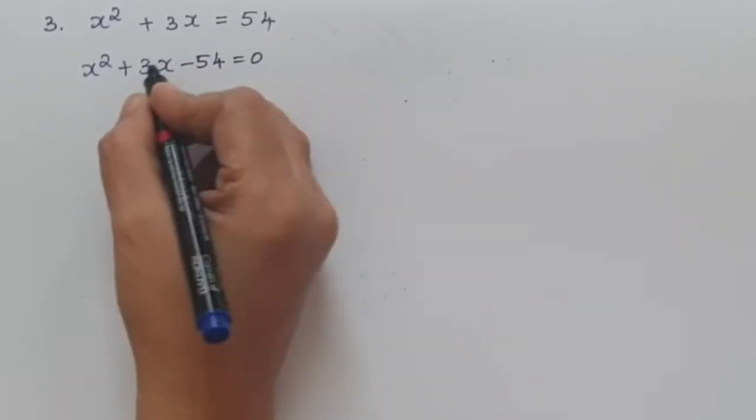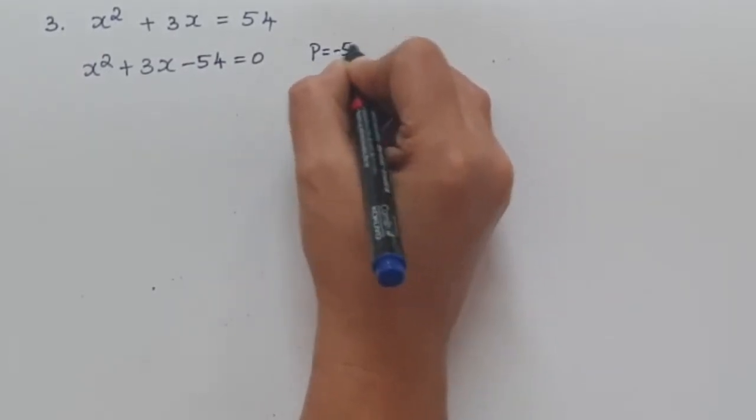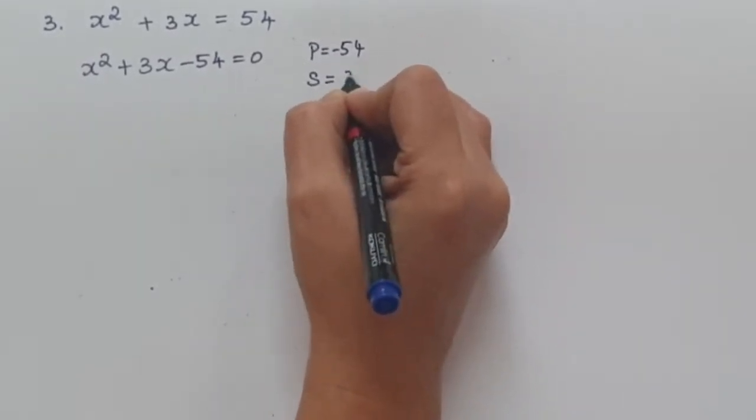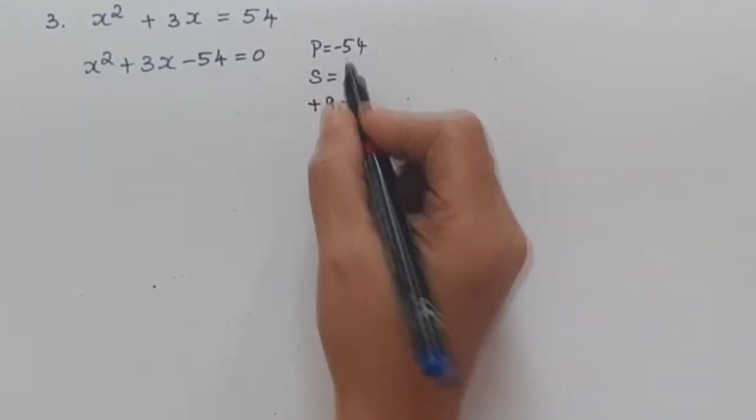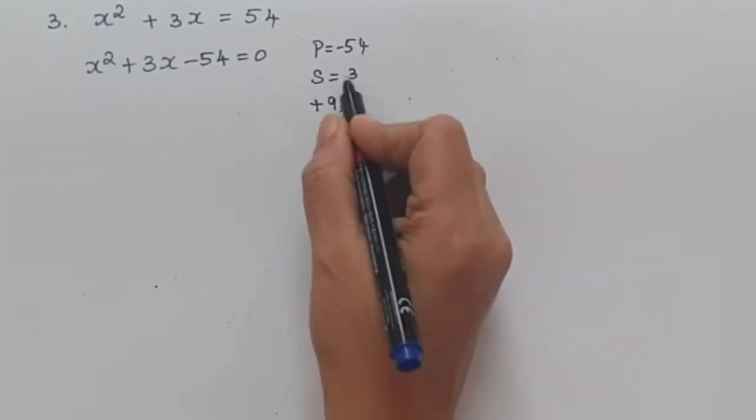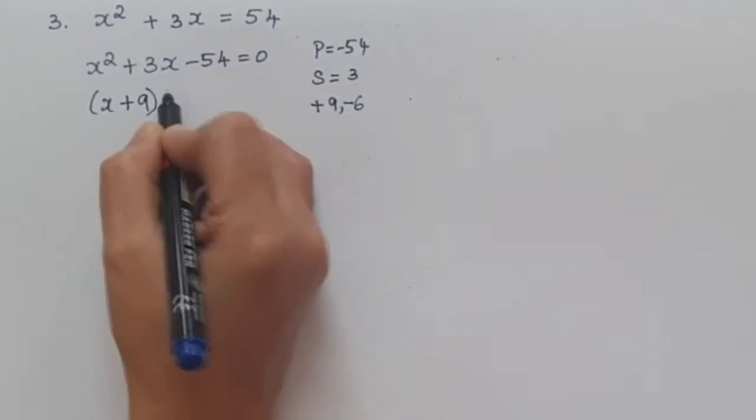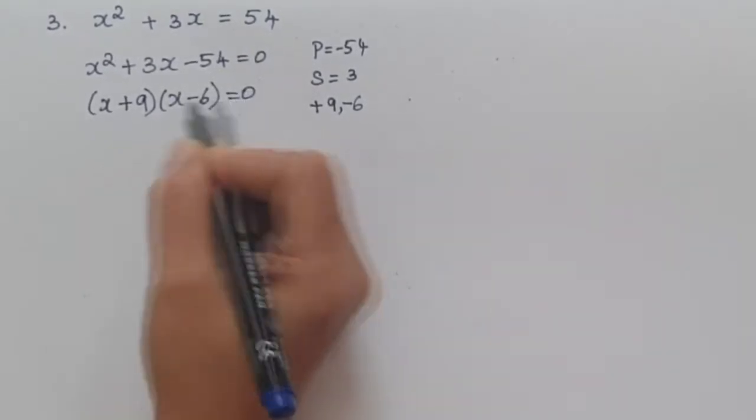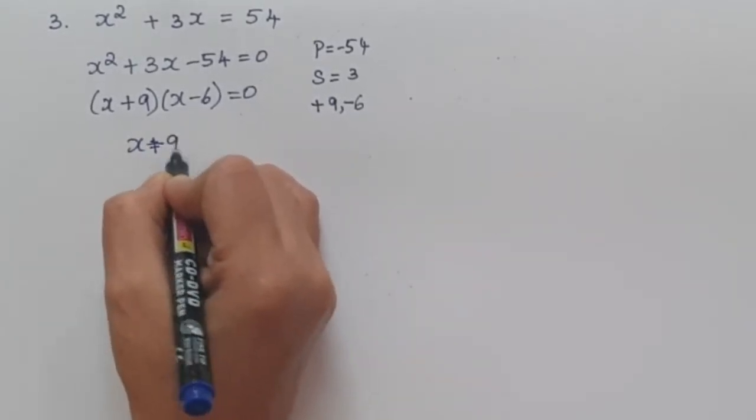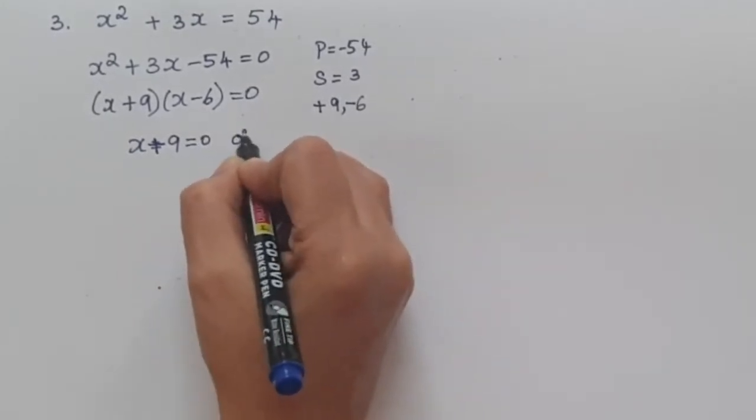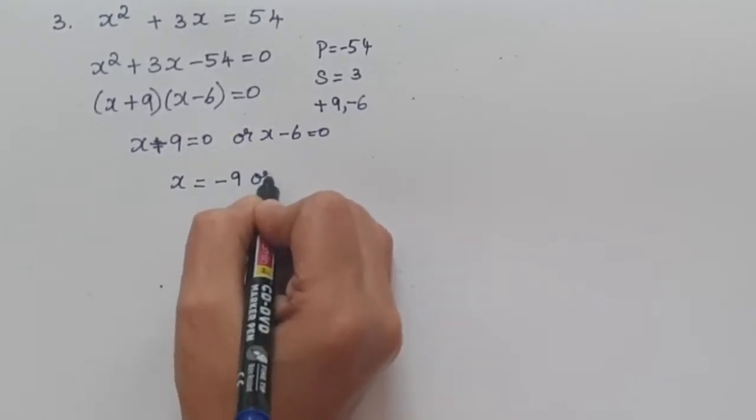So we shift all the terms in the equation to one side. Now our product has to be minus 54 and the sum has to be 3. So the numbers are plus 9 and minus 6. Only then, when you multiply, you get a negative 54, and when you add it, you get a plus 3. So our factors will be x plus 9 and x minus 6 equal to 0. So x plus 9 equal to 0 or x minus 6 equal to 0. So x will be equal to negative 9 or 6.